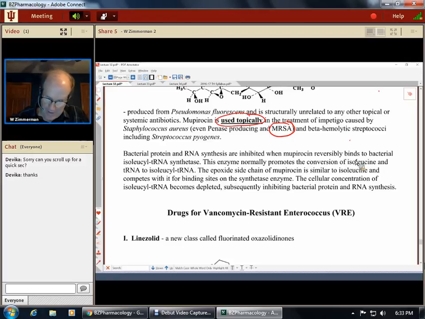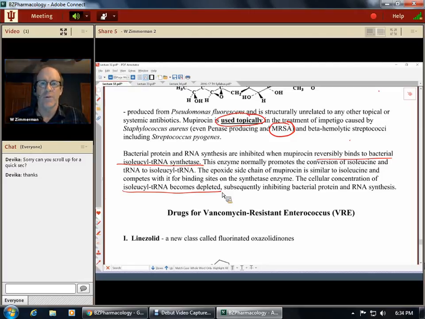Let's just keep in mind, it reversibly binds to a bacterial transfer RNA synthetase. And with that, we'll get a depletion of a particular transfer RNA and inhibition of protein synthesis. Actually, if you guys want to just remember it's protein synthesis that's inhibited, I think that's fine. But a useful compound.